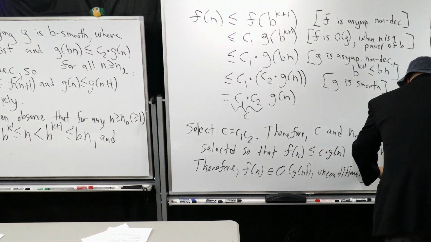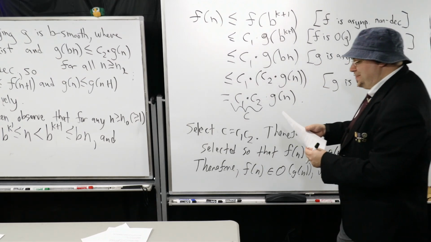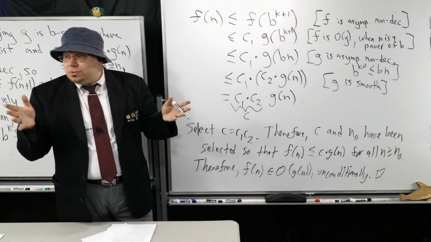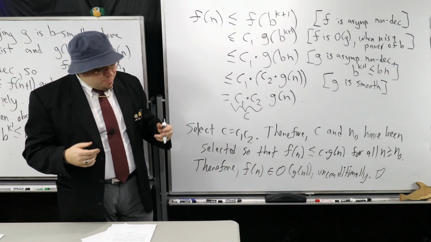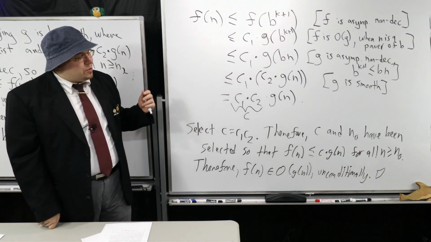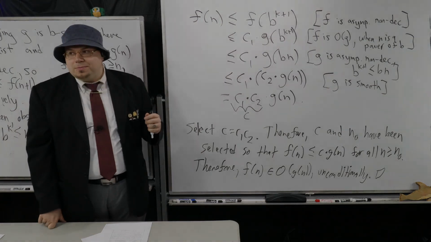And that concludes the proof for the smoothness rule. So now we know that the smoothness rule is in fact true. If there are any questions, I'm happy to answer those. But that's how we can prove this. This is one proof for the smoothness rule. Very slick, right?